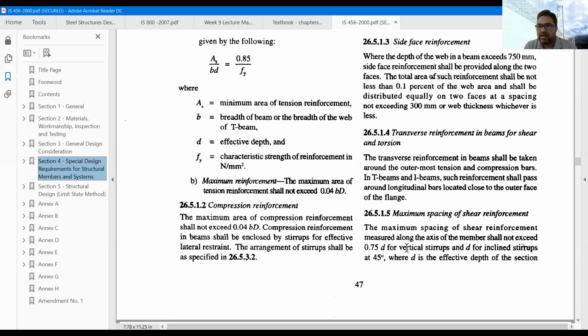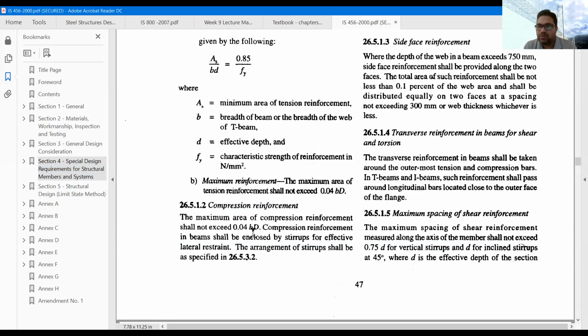So there in the IS code, you can see this is page number 47. On page number 47, it is written here the limits for the compression reinforcement. It says that the maximum area of the compression reinforcement shall not exceed 0.04 times BD, which is 4% of the cross-sectional area of the beam.